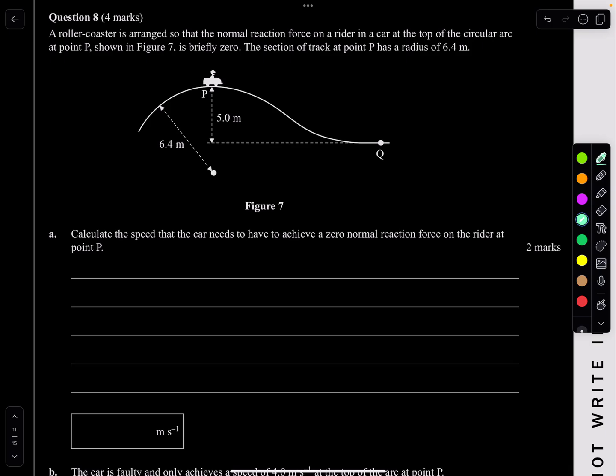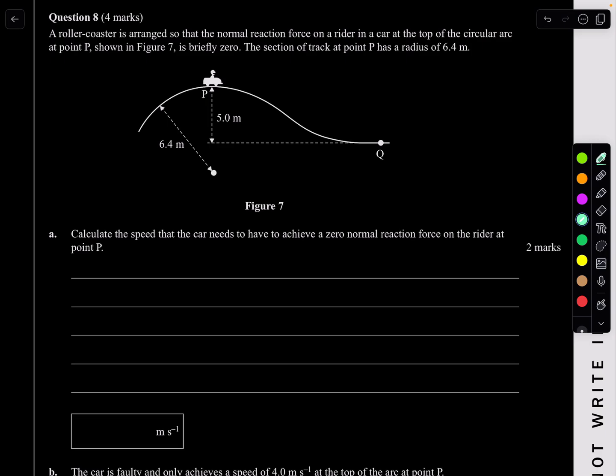Question 8. Let's have a look at this. A roller coaster is arranged so that the normal force on the rider in the car at the top of the circular arc at point P, as shown in figure 7, is briefly 0. So there is no normal force. The section of the track at point P has a radius of 6.4. Calculate the speed that the car needs to have to achieve a 0 normal force on the rider at point P.